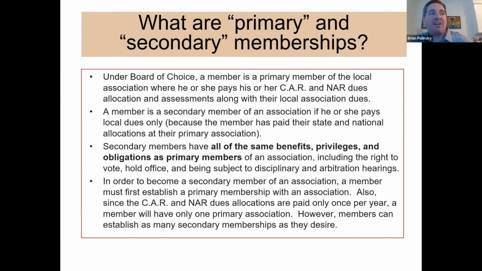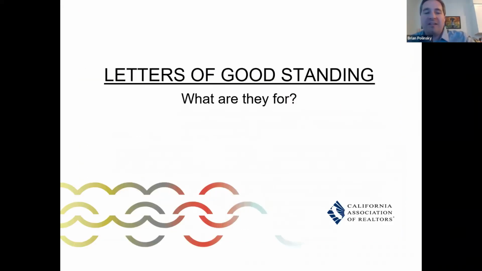Also, since the C.A.R. and N.A.R. dues allocations are paid only once a year, a member is only going to have one primary association, but they can have multiple secondary associations, basically as many as they desire. All right, so those are the key ideas behind board of choice policy. Do we have any questions before I move on to the next section?